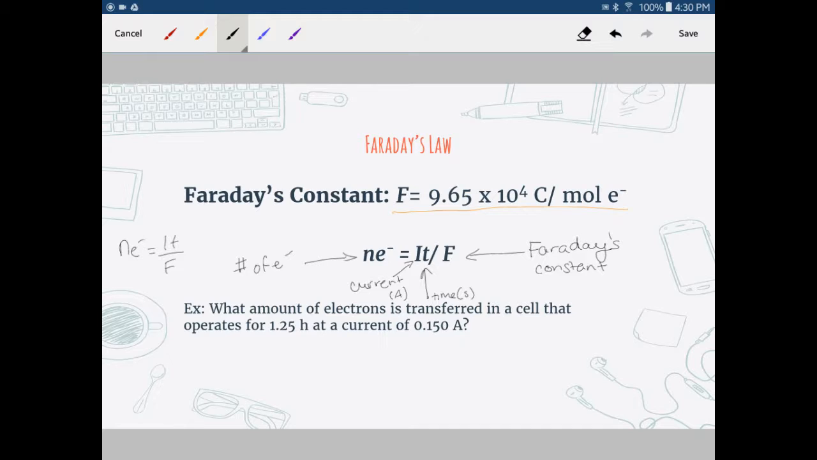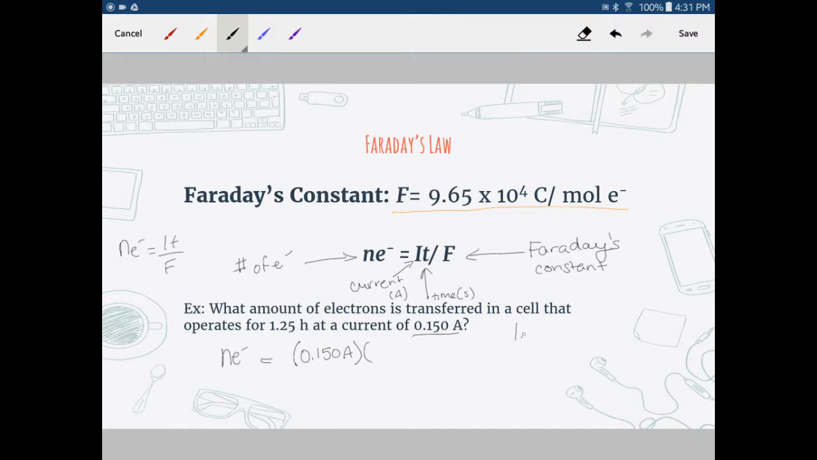We can do a variety of things to calculate this. The first example I have here is: what amount of electrons, or moles of electrons, is transferred in a cell that operates for 1.25 hours at a current of 0.15 amps? So this equals IT over F. My current is in amps, so I have 0.150 amps times my time in seconds.